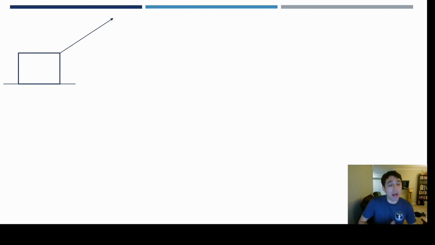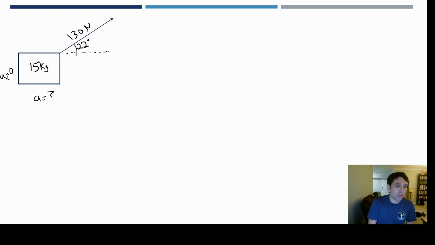First example problem, we have an object, doesn't matter what it is, and there's a force being applied to it at some angle. So let's make up some numbers here. Let's say the box has a mass of 15 kilograms. Let's say the angle of the force from the horizontal is 22 degrees. Why not? And then we'll say the applied force on the object is 130 newtons. Seems fine. And we want to find the acceleration of the block, and we're going to have a coefficient of kinetic friction. Let's just assume that we've already overcome the static friction. Let's not worry about that in this problem. Let's say the kinetic friction coefficient is 0.4.